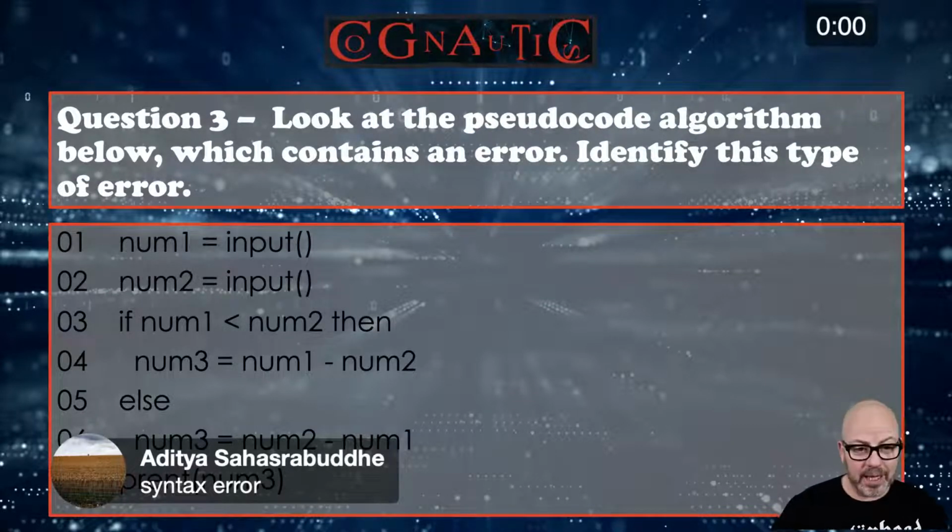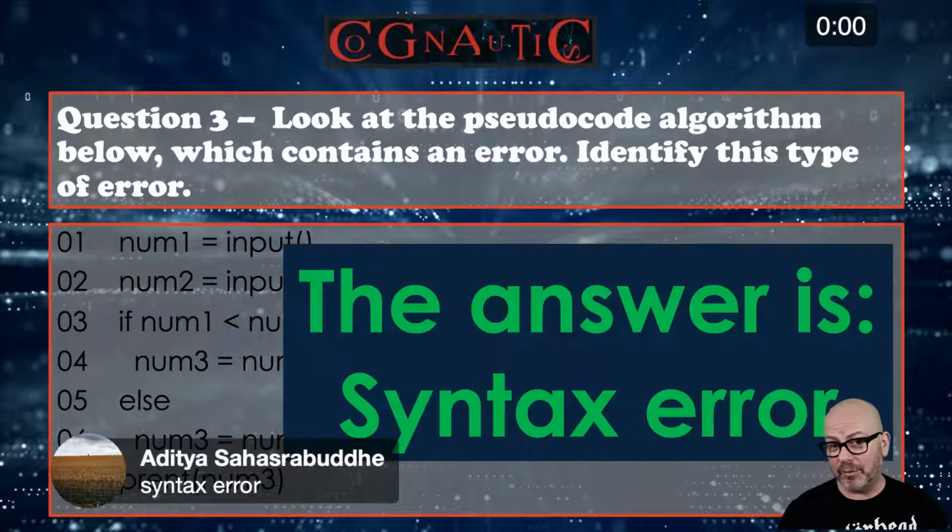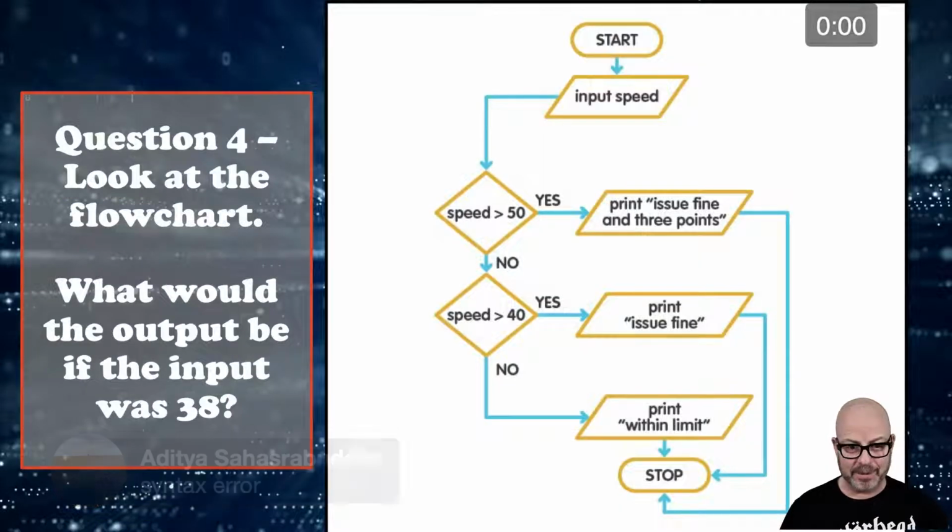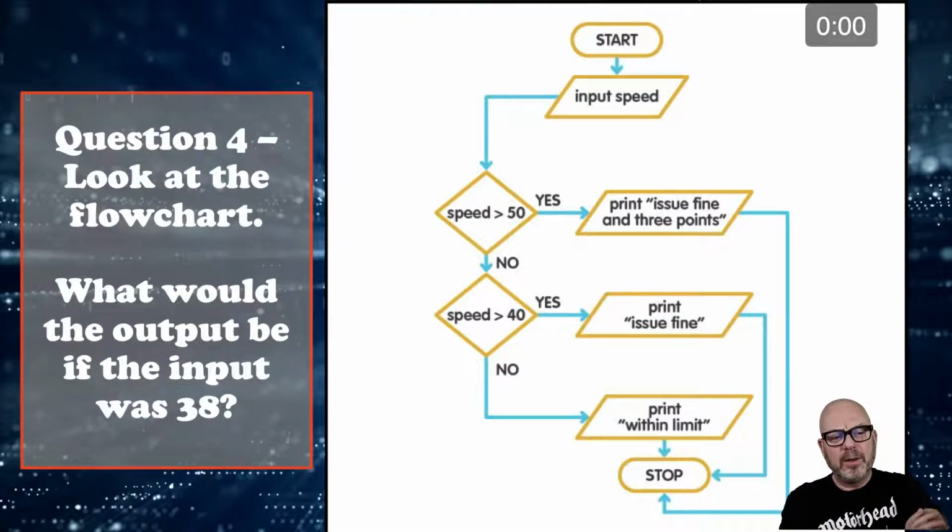Right, good. So that's that one sorted out. The mistakes are straightforward, and I think they're conceptually quite easy to spot. It's a syntax error, and it's on line 7. It should be print rather than print. Okay, I reckon you'll get this one quite quickly. Question 4. Look at the flowchart. What would the output be if the input was 38? What do we think?